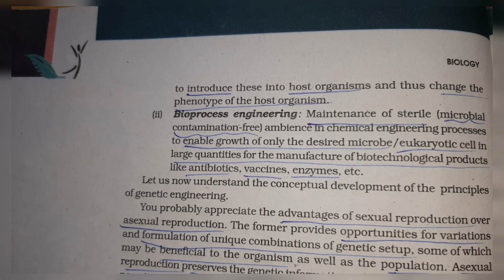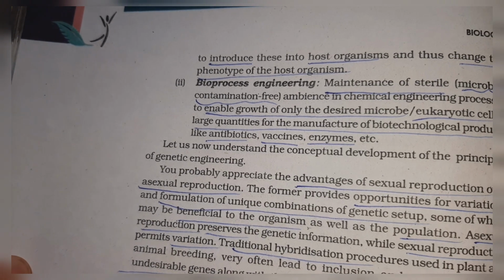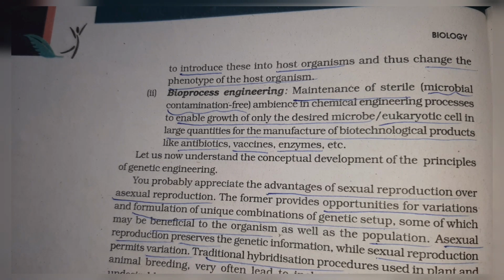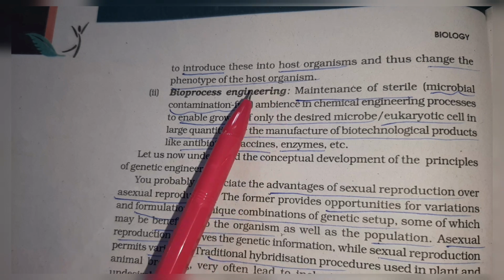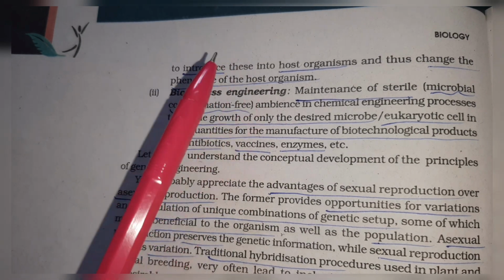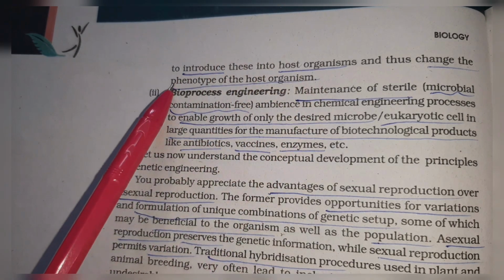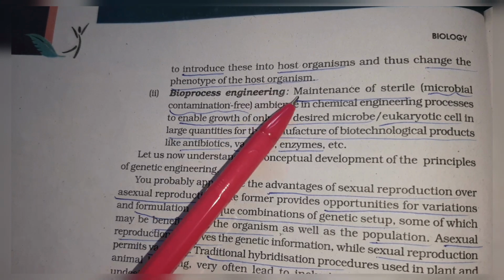So genetic engineering basically means to alter, means change, the genetic material, whether it can be DNA or RNA, to alter the existing DNA or RNA and to introduce these into host organisms and thus change the phenotype of the host organism. We are changing the DNA and introducing it to the host organisms, and therefore what is happening as a result? The phenotype, means the outside of the host organism, is changing.